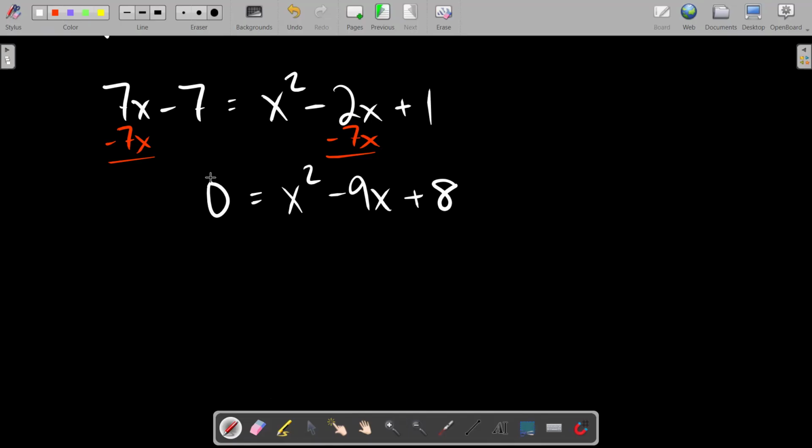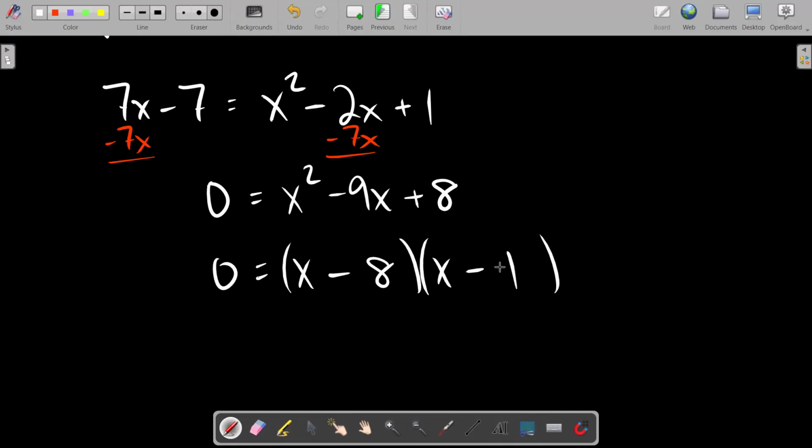Those little fundamentals we learned a couple of years ago in Algebra 1, they just never go away, right? Moving things across equal signs. And then we factor. What are the signs? What are the numbers? 8 and 1. Works perfect. Okay. And our candidates for solutions are 8 and 1.